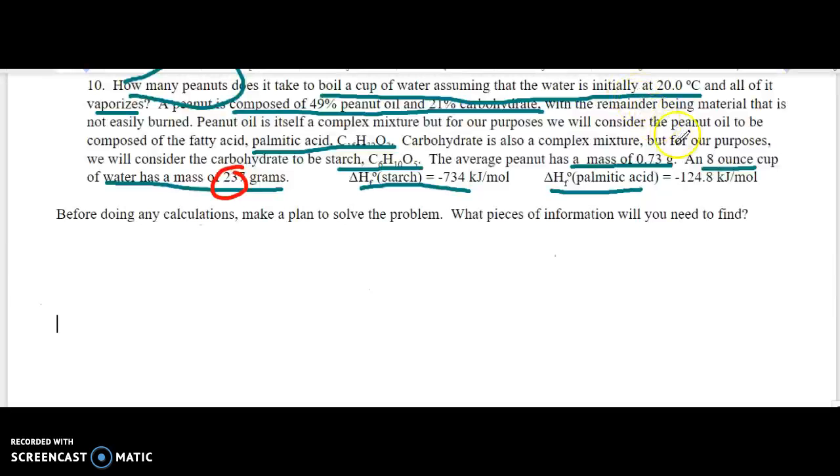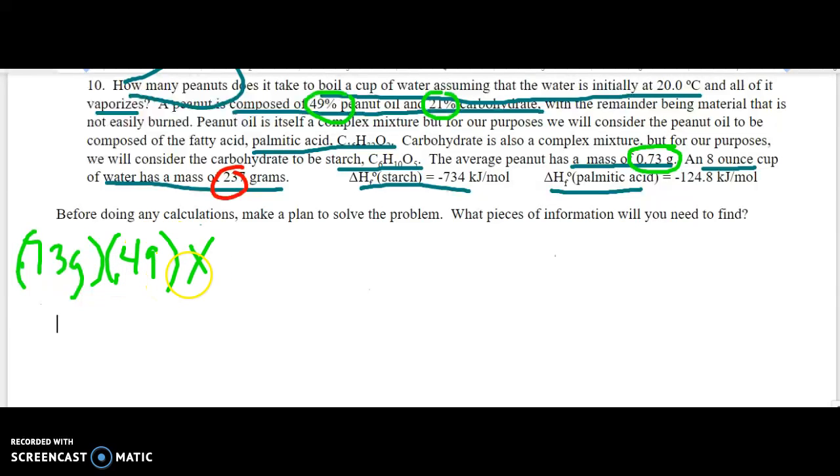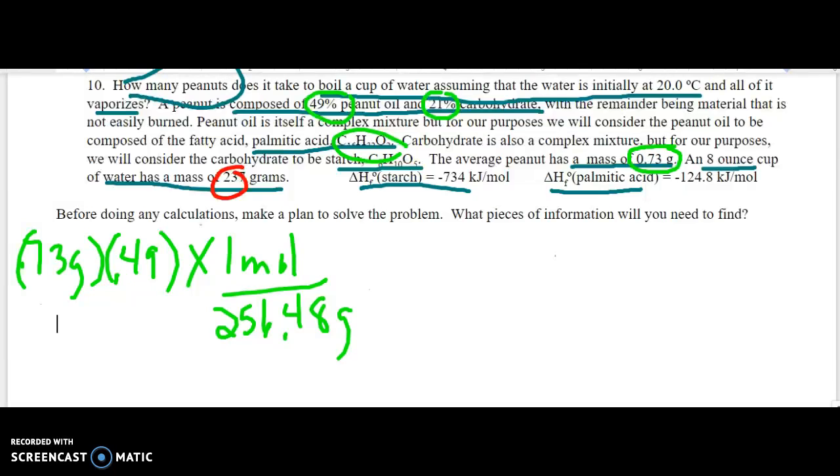The next thing I'm going to deal with is all of this stuff about the peanut. We have this 49% and this 21%, so I'm going to look at those amounts. I have 0.73 grams of peanuts times 0.49, just converting the percentage to a decimal, times 1 mole over 256.48 grams, using palmitic acid's formula, C16H32O2. That gives 1.4 times 10 to the negative third moles.